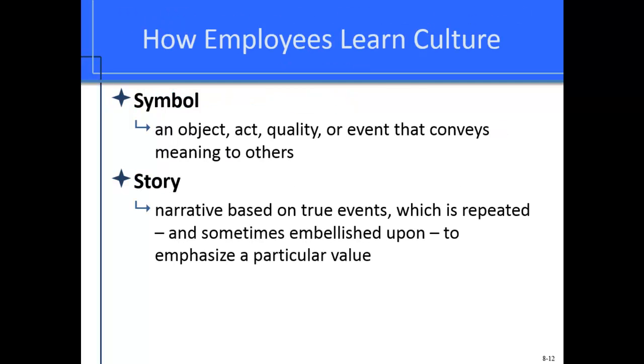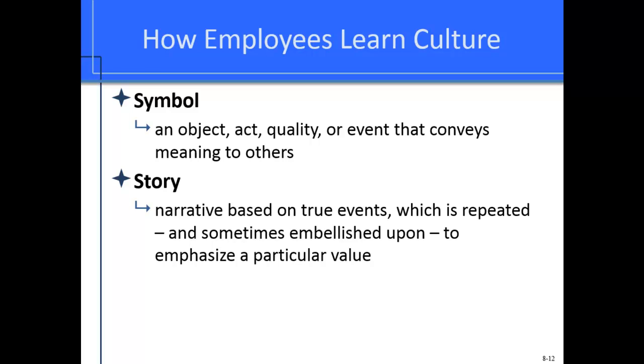Culture in an organization is transmitted to employees through various means: symbols, stories, heroes, and rites and rituals. Now, a symbol is simply an object, an act, quality, or event that conveys meaning to others. In an organization, symbols convey its most important values. A story is a narrative based on true events which is repeated and sometimes embellished upon to emphasize a particular value.